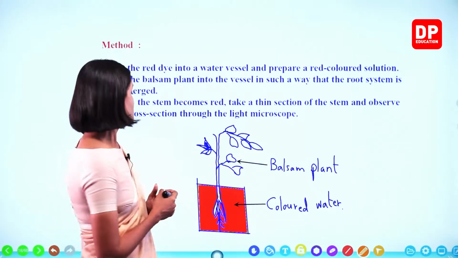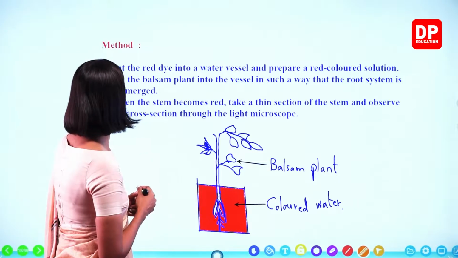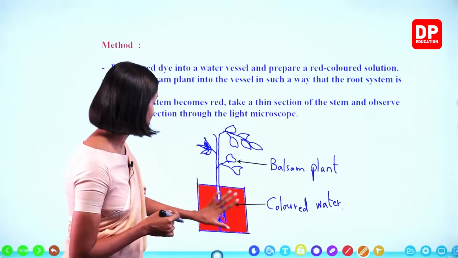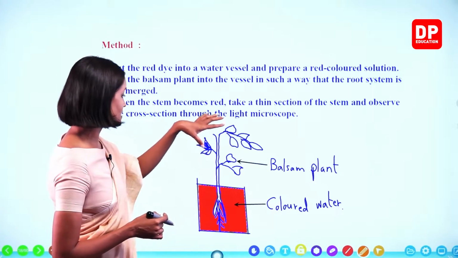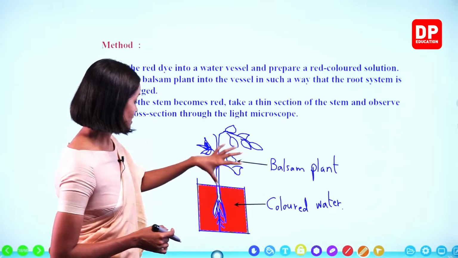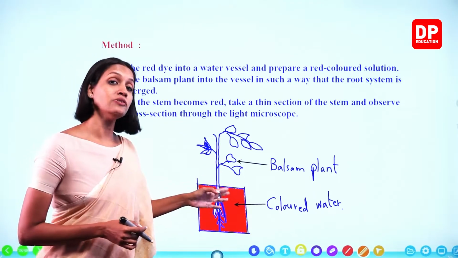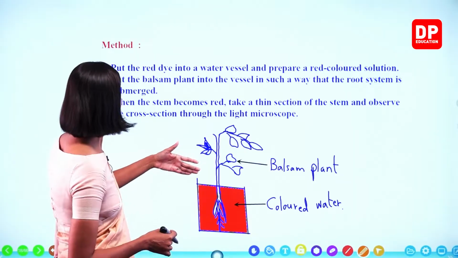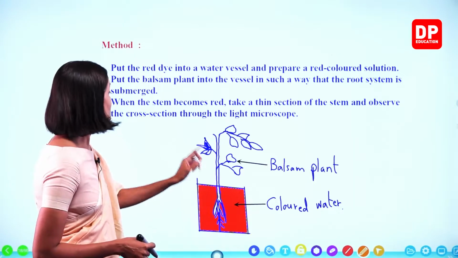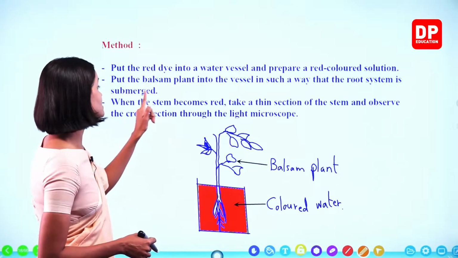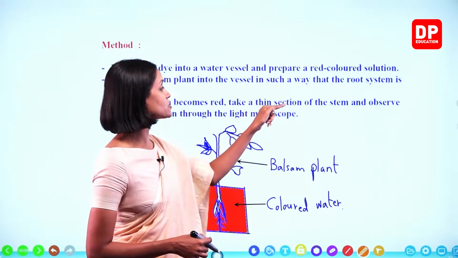Right, children. So what you have to do is put this red dye, color the water red, and then immerse this balsam plant in this beaker of red colored water. Leave it for about an hour or two, and then you will see the stem gets red color. When the stem becomes red, take a thin section of the stem.